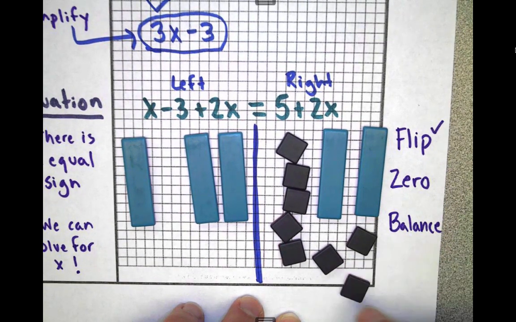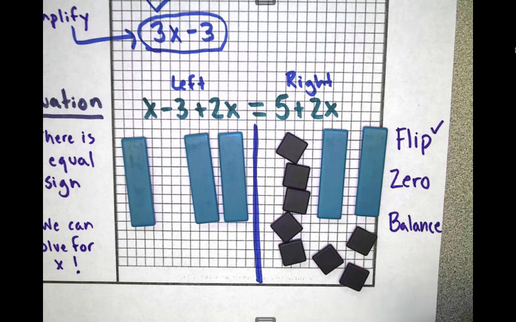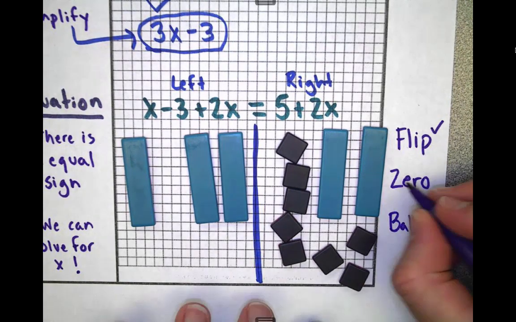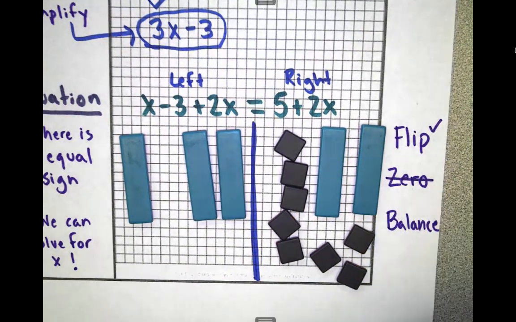But in this problem, I actually don't see any zero pairs. Everything is positive right now. So I'm going to cross zero pairs out. It doesn't look like it's working. Then I go to the last step, which is balance.